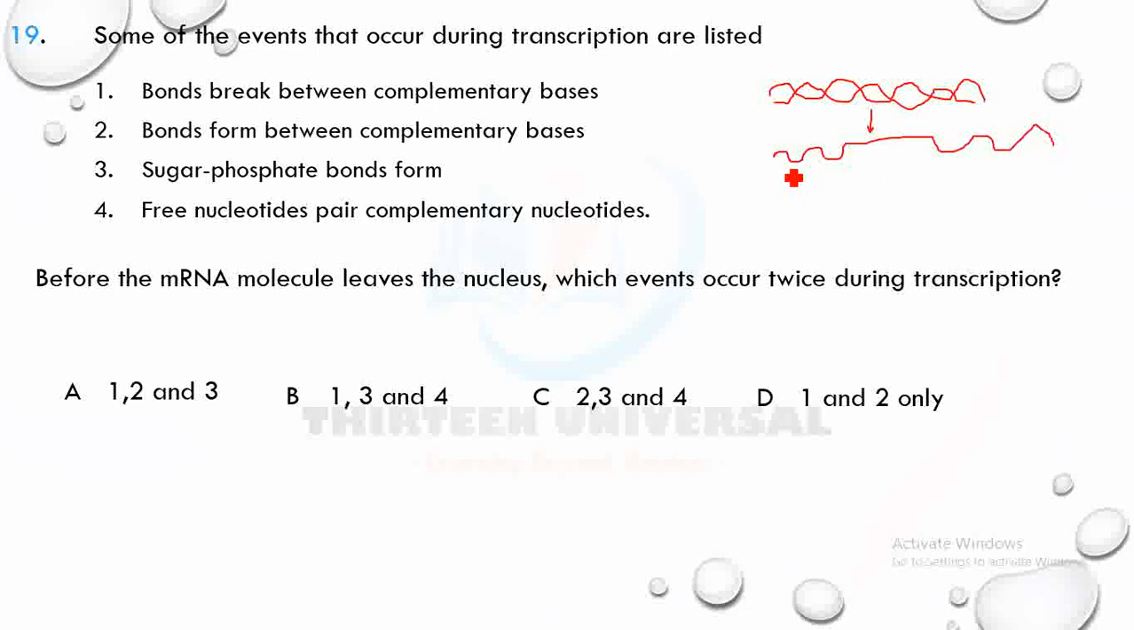So hydrogen bonds are broken. Is that okay? And then, so this section is what we want to copy. See? So this is the first time the bonds break. Okay? And then, of course, RNA nucleotides start forming hydrogen bonds. They form hydrogen bonds, right? So hydrogen bonds are formed.